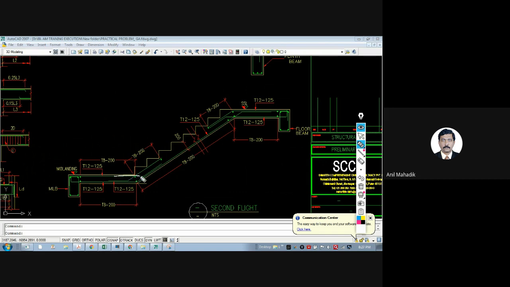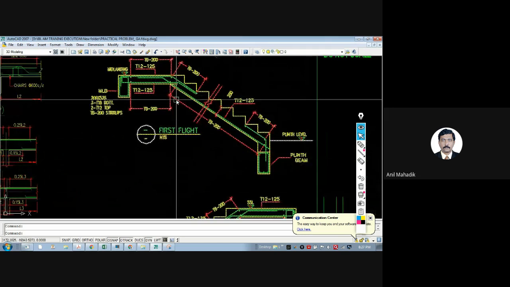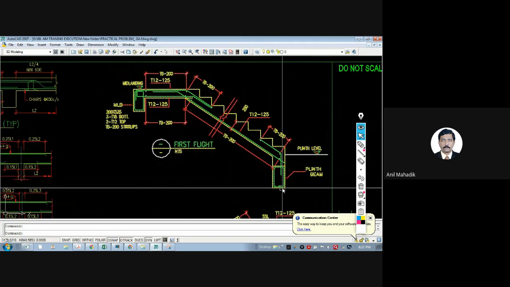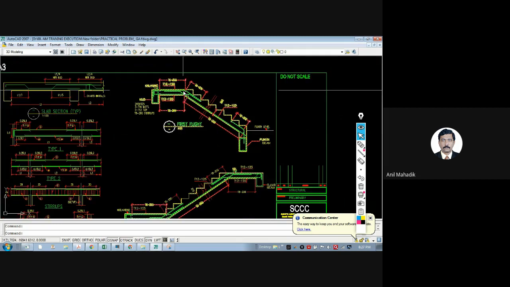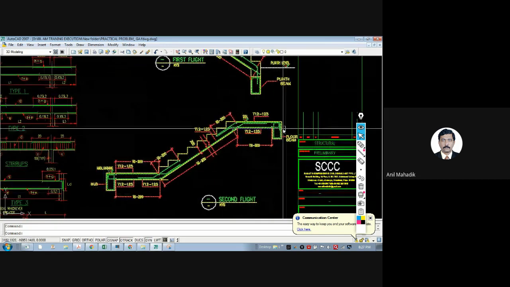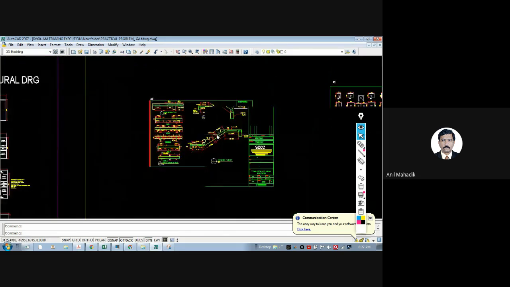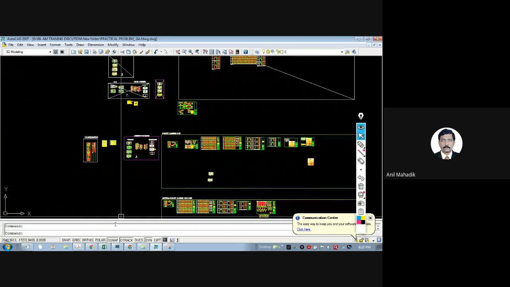Similarly here, this will go like this, and this will go like this, so there is a crossing over here. For all other details, please refer to this sketch. This is for one flight, and for the other flight it will be the same. Generally we start from the plinth beam, and if we are starting the staircase from the plinth beam, then this will be the detail. For all other staircases in the upper floors, it will be like this. So we are done with the slab and everything. Any questions?